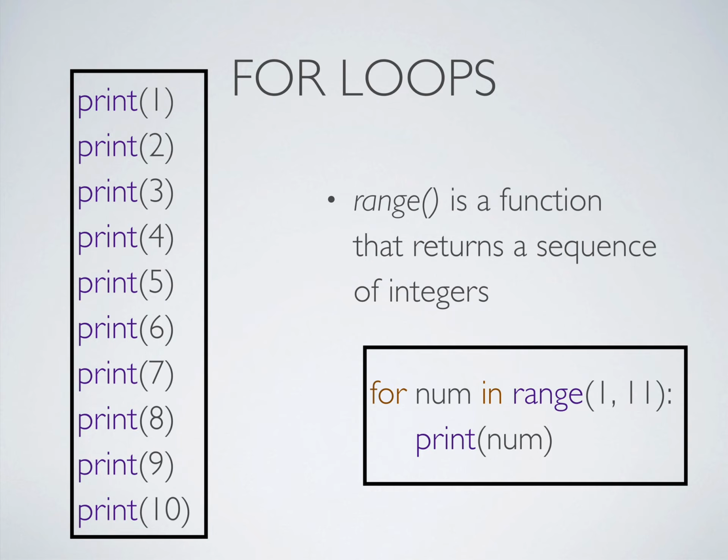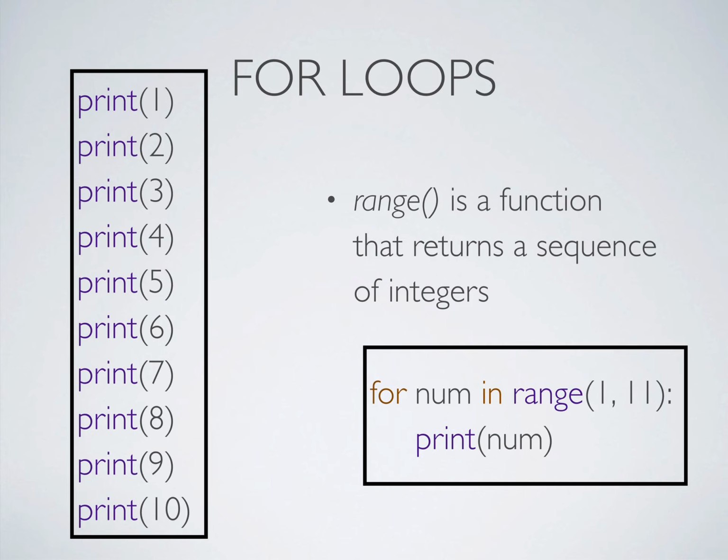Specifically, range gives you a sequence of integers. So in this example, the integers that it gives you is 1, 2, 3, 4, 5, 6, 7, 8, 9, 10. And no, that 11 is not a typo. I'll talk about why it's for num in range 1, 11, even though we're just printing the numbers 1 through 10.